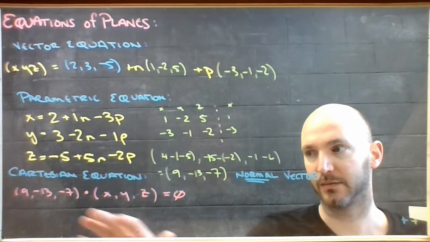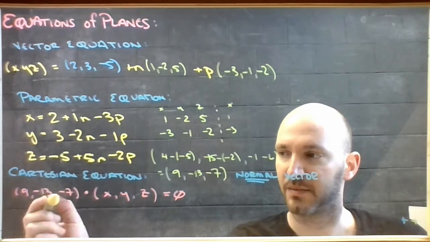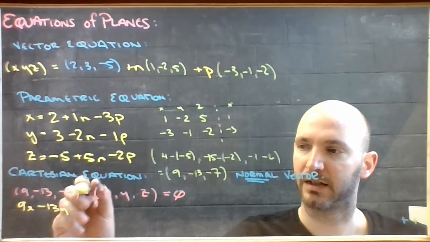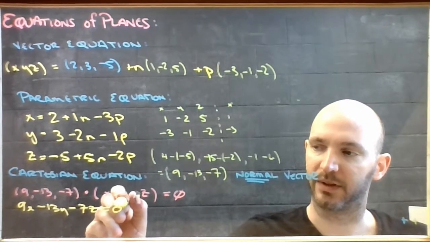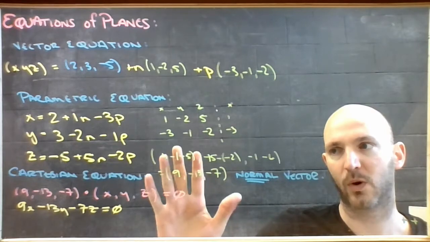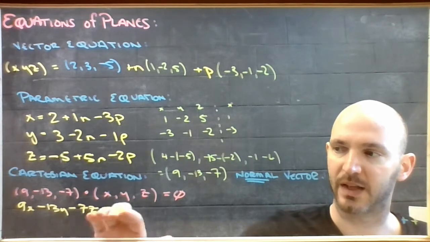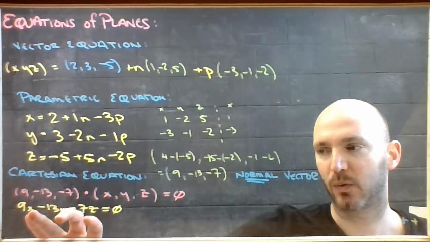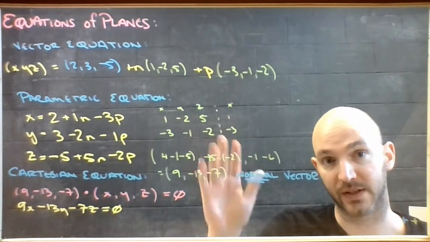So if I do that, I do this little expansion here. 9 times x would be 9x. Negative 13 times y is negative 13y. Negative 7 times z is negative 7z. And that should equal 0. So by doing this, I have coordinated this plane and this normal line so that any vector that lands in this plane, if I put its coordinates in there, x, y, and z, I better get 0. And if I don't, then that vector is not in the plane.